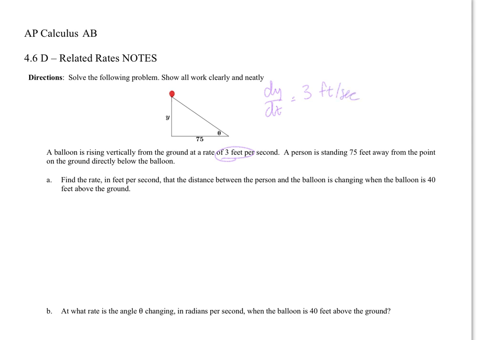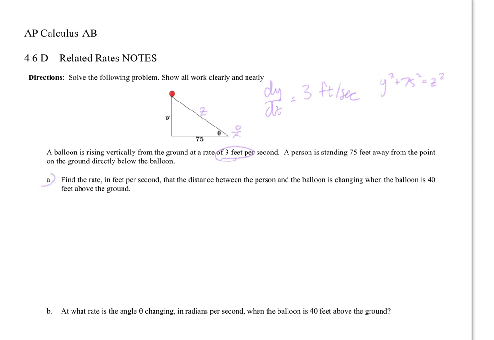A person standing 75 feet away, so the person's over here, from the point on the ground directly below the balloon. And if I label the hypotenuse as z, I can see that I have a Pythagorean theorem going on. I've got y squared plus 75 squared should equal z squared. So that's everything that I know based on that picture and what I've read so far.